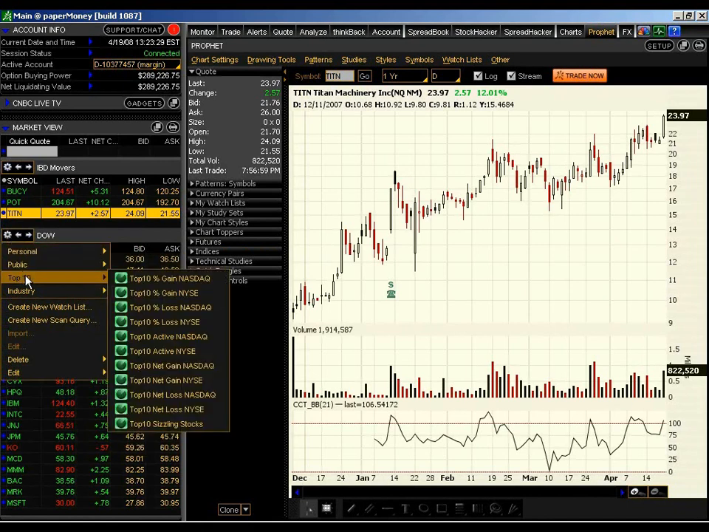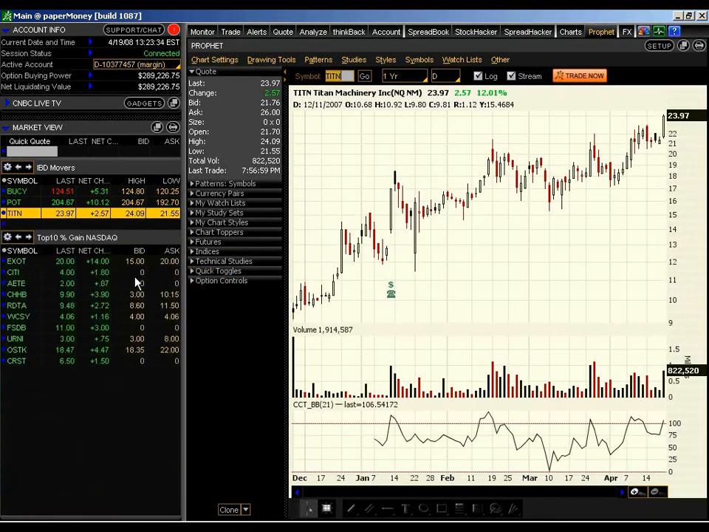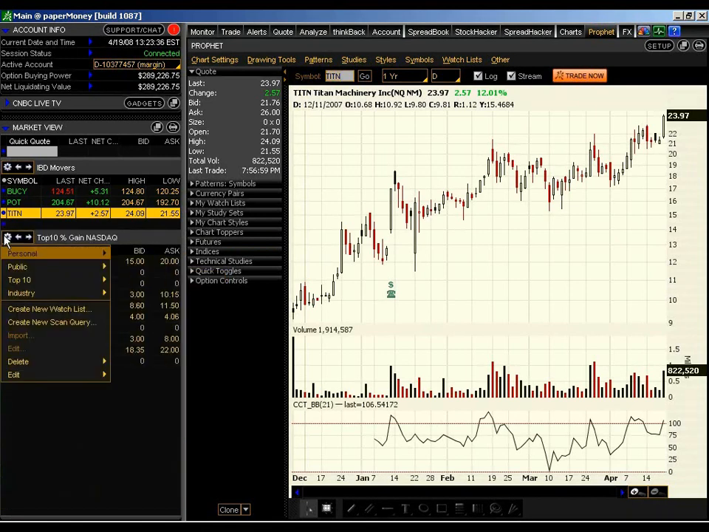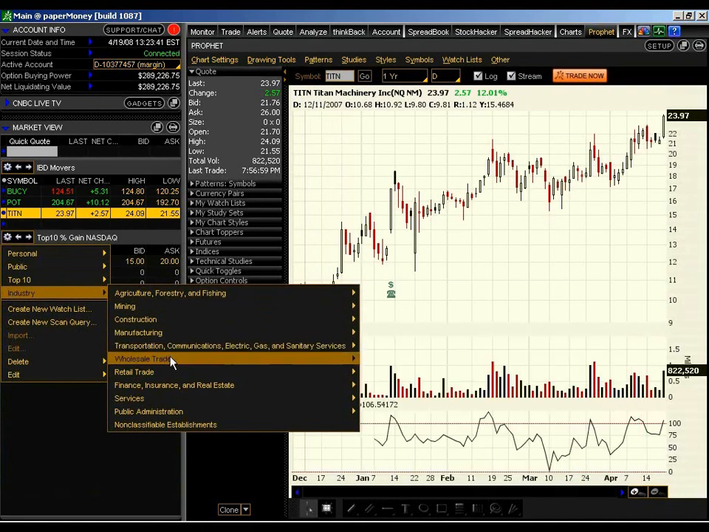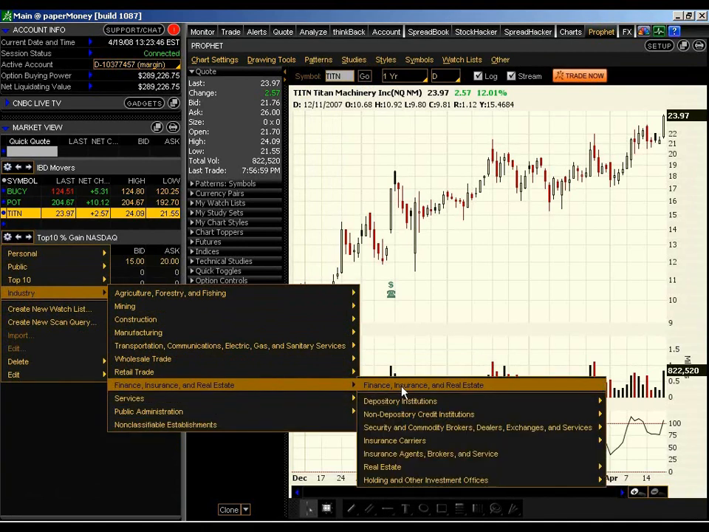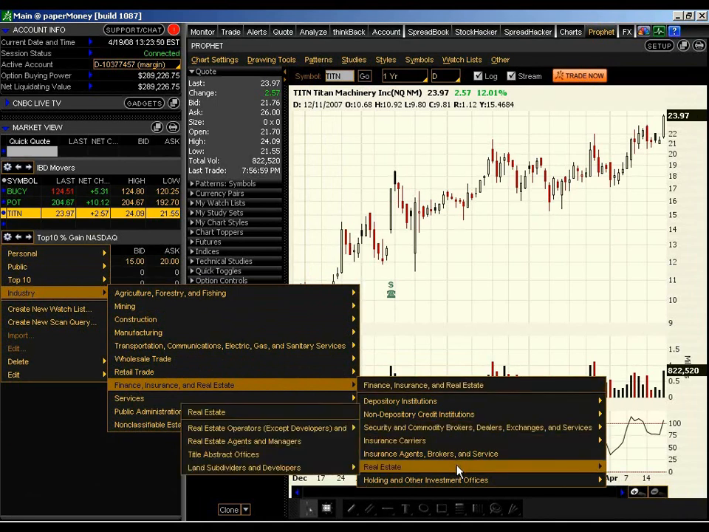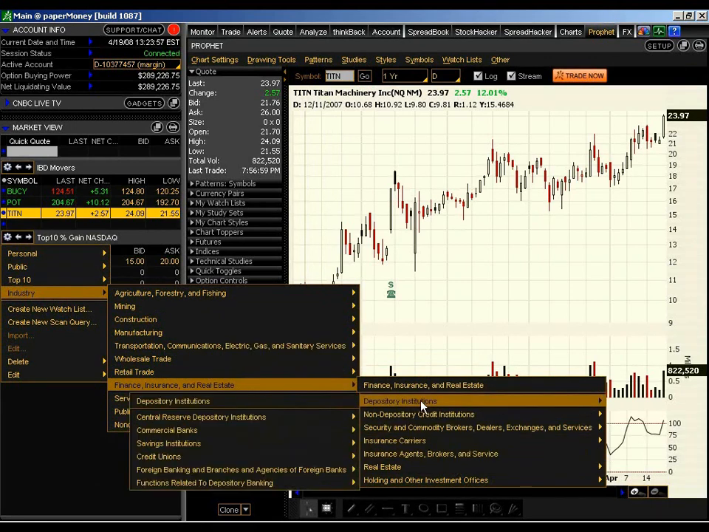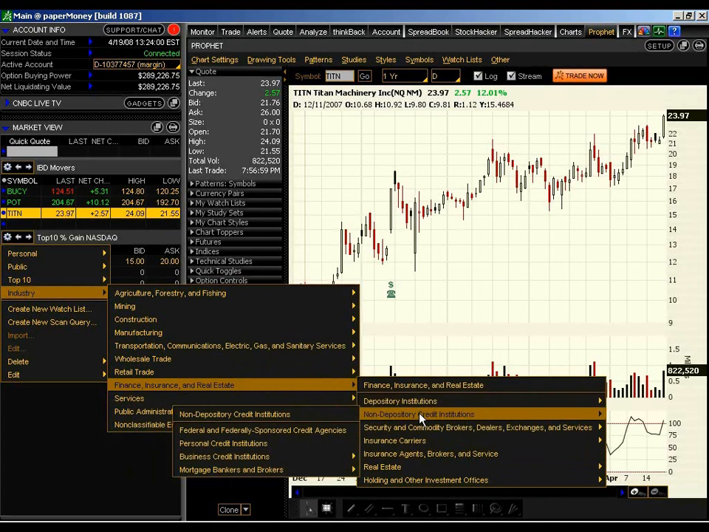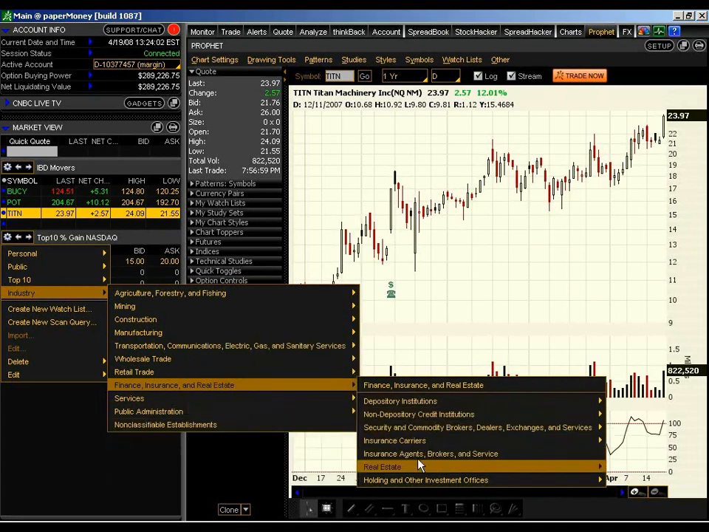You could also bring up top 10 lists of the top 10% gainers on the NASDAQ. You can go to specific industries. So let's say retail trade is, or you think finance and insurance and real estate is starting to hit a bottom, and you wanted to go in and take a look at some of the real estate, or you want to go into some of the insurance carriers, or you want to go into the non-depository credit institutions, or anything else that you want.